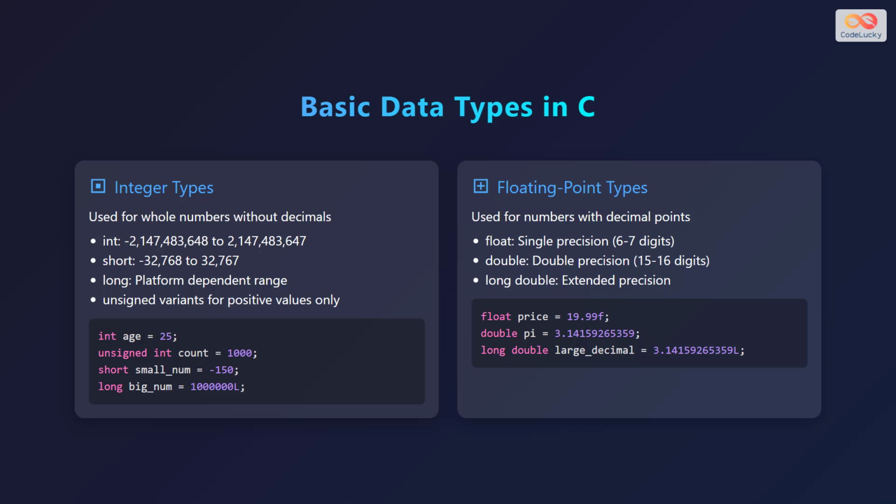Next, let's look at floating point types, used for numbers with decimal points. Float provides single precision, with about 6 to 7 digits of accuracy. Double offers double precision, with about 15 to 16 digits. Long double provides even greater precision. Here are some examples. float price = 19.99f; double pi = 3.14159265359; and long double large_decimal = 3.14159265359L.